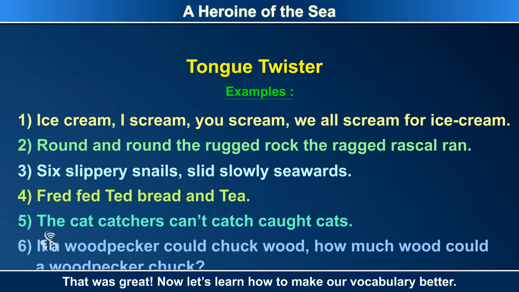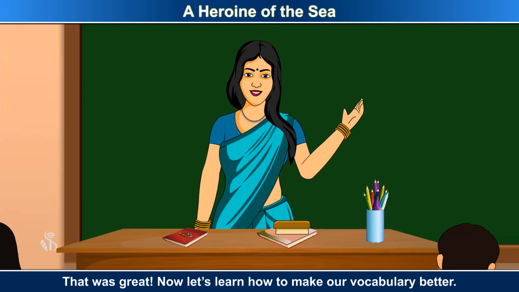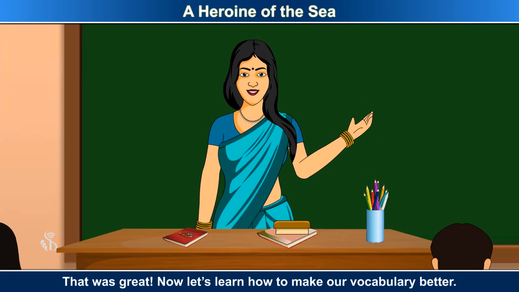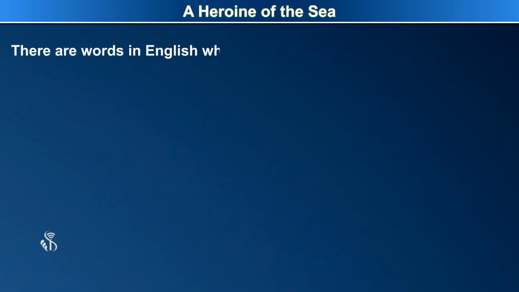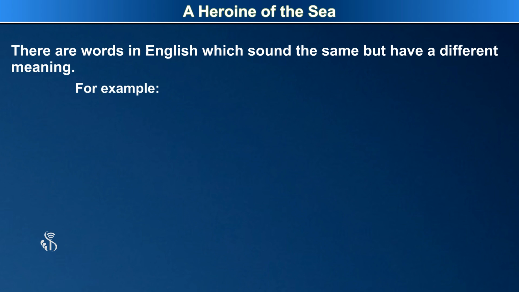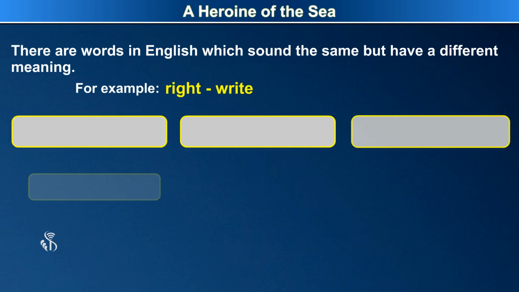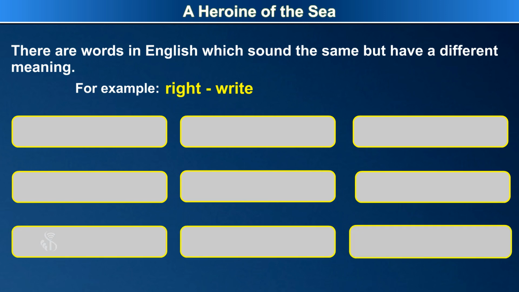That was great! Now let's learn how to make our vocabulary better. There are words in English which sound the same but have different meanings. For example, right, write. Let's try to find some more such words.